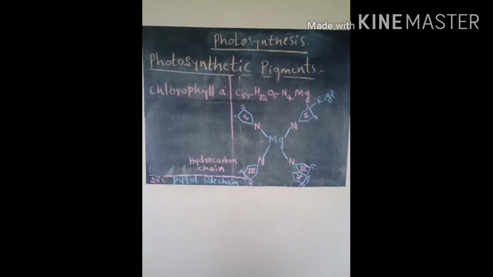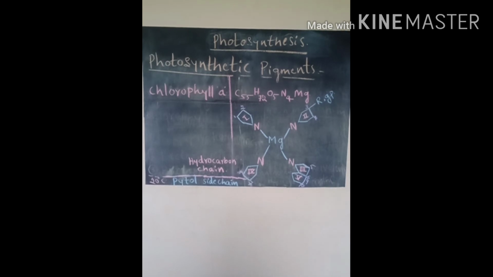The tail part is attached to the head part at the 4th chiral ring. So this tail part, that is the phytol side chain part, includes 20 carbon atoms. And at the R position, there will be a functional group, that is CH3 in case of chlorophyll A molecule, and CHO group in case of chlorophyll B molecule. That is the only difference.